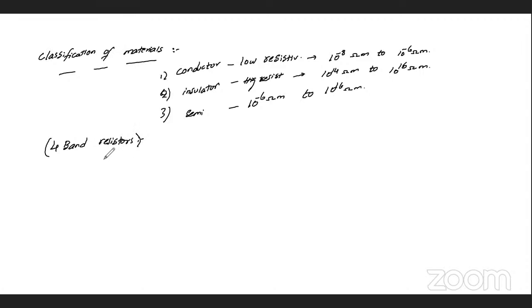So let's see the color coding of carbon resistors. Color code for carbon resistors. First of all, let's look at the color coding. Can anyone tell me what the color sequence is for resistor identification? If you remember it, you can tell me. What are the colors?